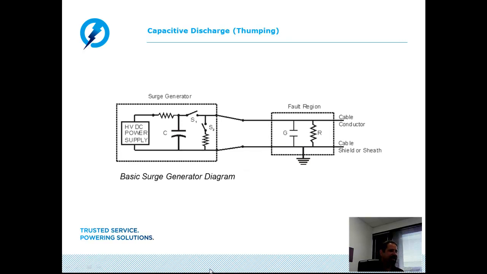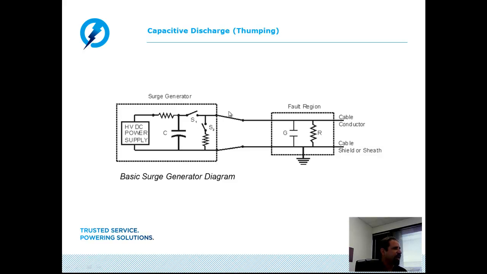Now first, the capacitive discharge or surge generator is not a very complicated device. As we can see in the schematic here, basically we have a power supply which in essence charges a large capacitor. This capacitor will store this charge until a discharge mechanism or switch is closed, at which time all energy will be discharged into the faulted cable.